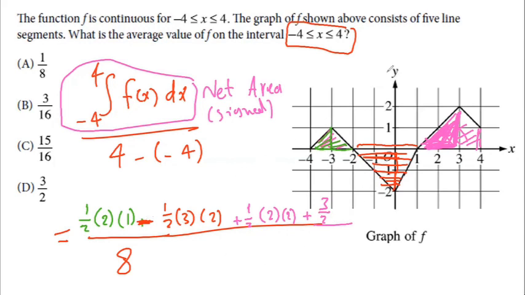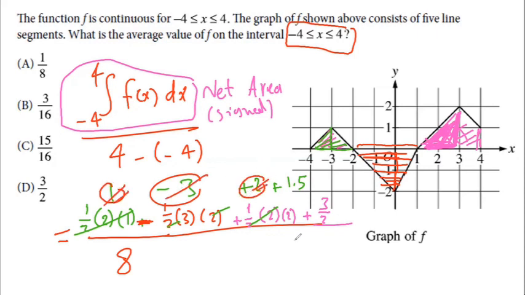So what we get here is 1, this is 1, and this is -3, and this is 2, and this is 1.5. So you can notice here that -3 cancels with +3. These would cancel, so you'll have 1.5 up there, 3 over 2, over 8, so that's 3 over 16. So that's the average value.